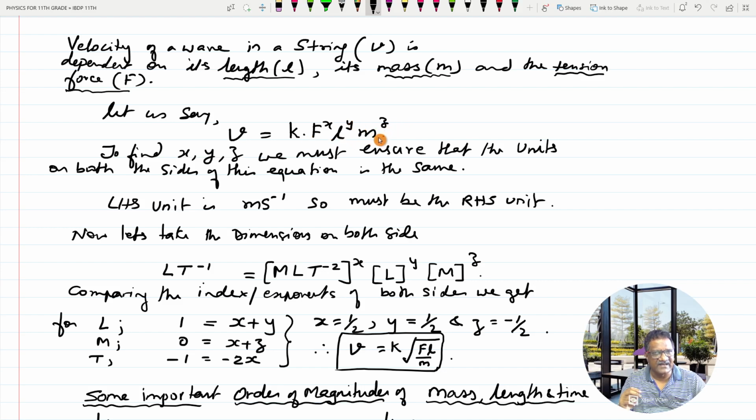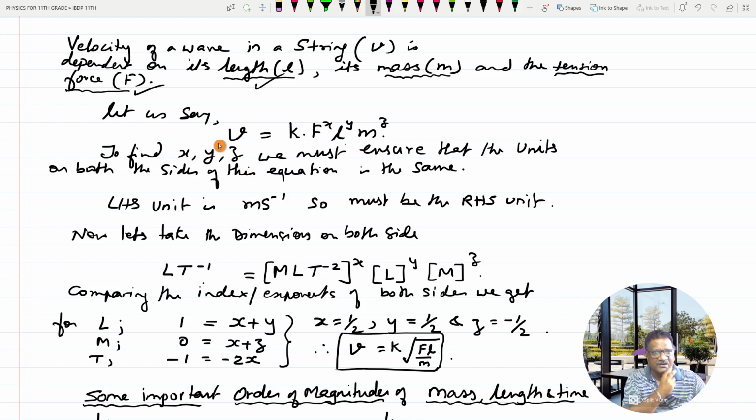Now what is this F, L and M? F is nothing but the force, okay, the tension force. L is nothing but the length of the string, and M is nothing but the mass of the string. So F, L and M are the physical quantities on which this velocity of the wave in the string will be dependent. And these powers, x, y and z, I have taken. I'm not sure, but the formula is something like this, but I'm not sure what these values of x, y and z are. So if I want to determine the value of x, y and z, to find x, y and z, we must ensure that the units on both the sides of this physical equation or of this formula is same.